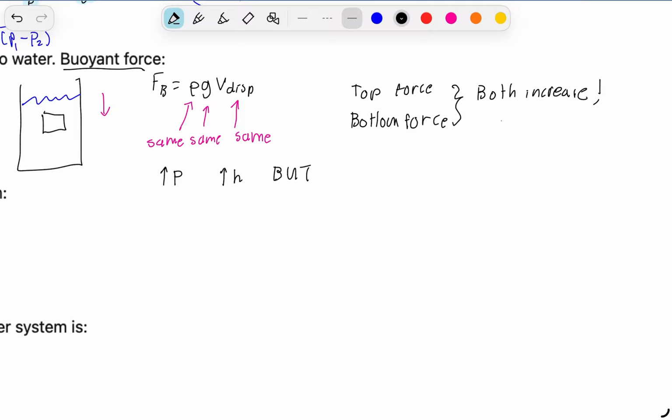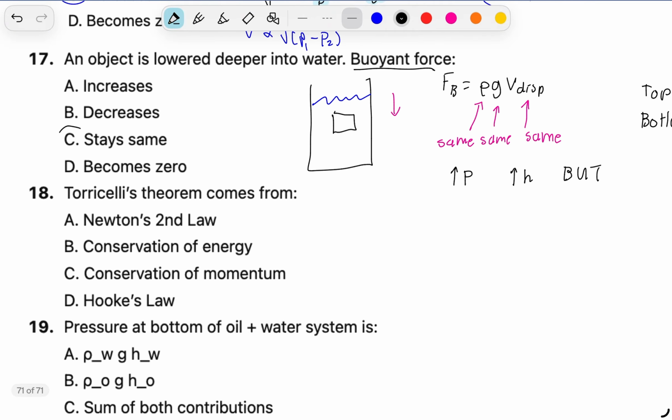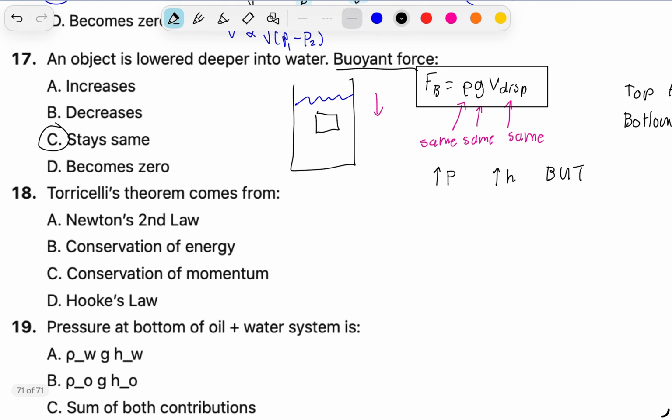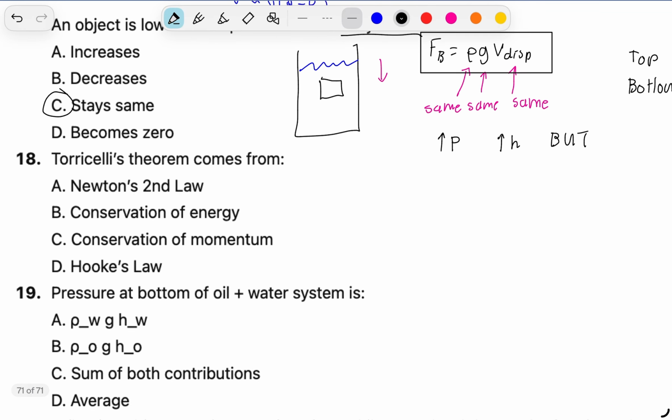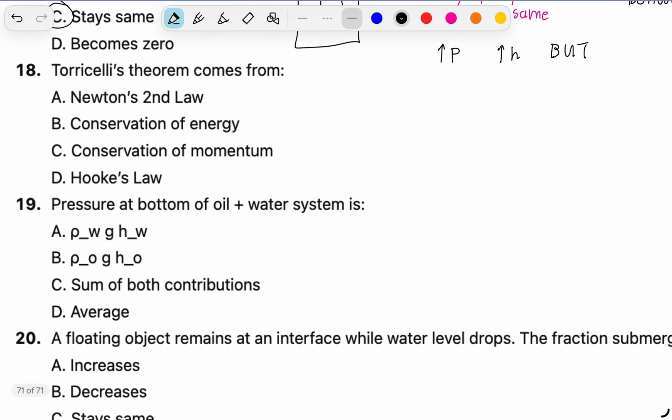So they are both going to increase for our object. If they both increase, that means that their difference will stay the same. They're going to act in opposite directions of one another. So that means that our answer is going to stay the same. And we can also see this from just looking at Archimedes' principle. Nothing in our buoyant force formula is going to change.